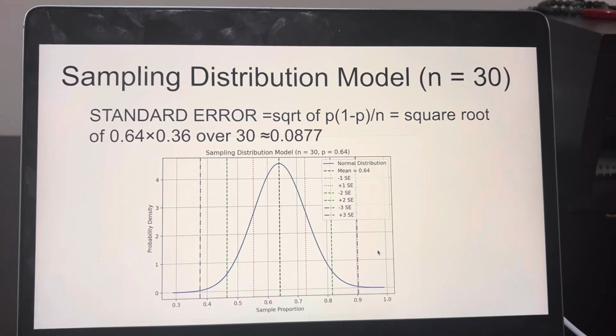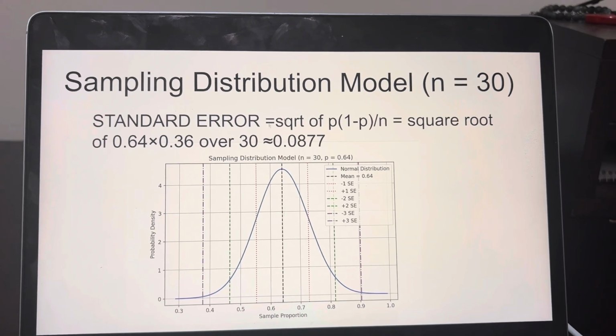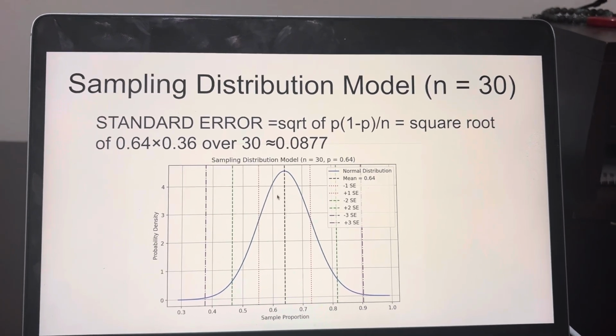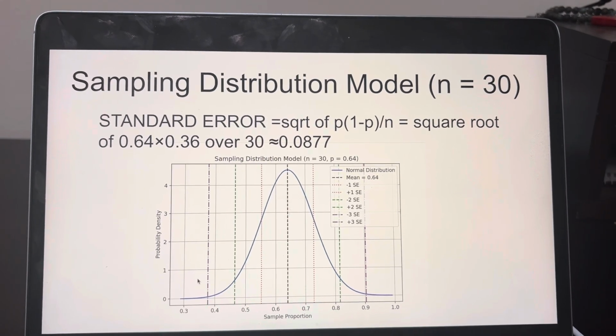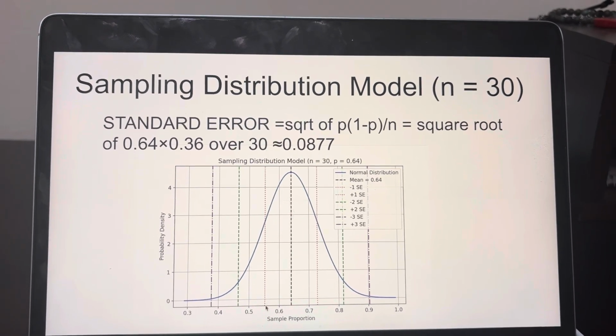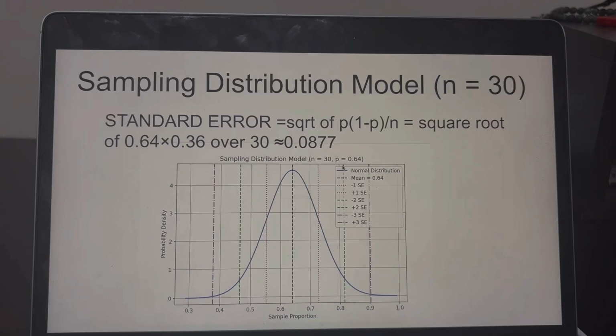And this is the sampling distribution model of what I got from my surveys. The n equals 30, or people, participants, or data points. The standard error is equal to the square root of p times 1 minus p over n, which is the square root of 0.64 times 0.36 over 30, which approximately gives you 0.087 for the spread or standard error.